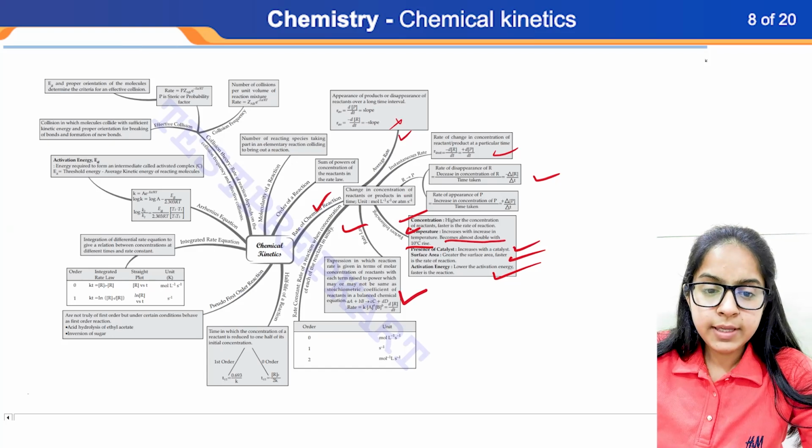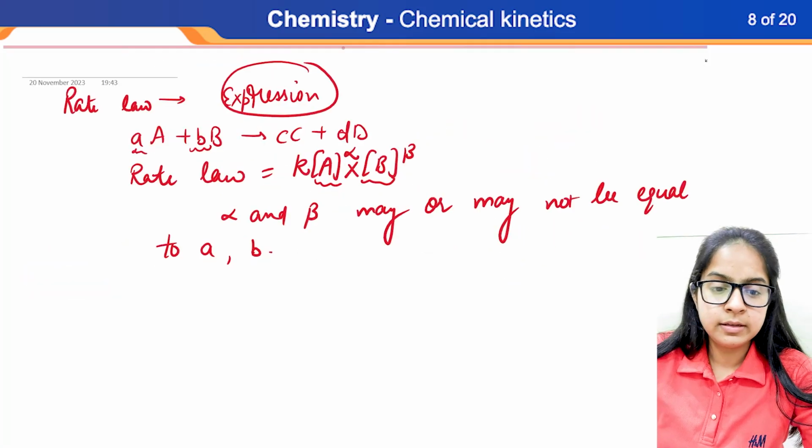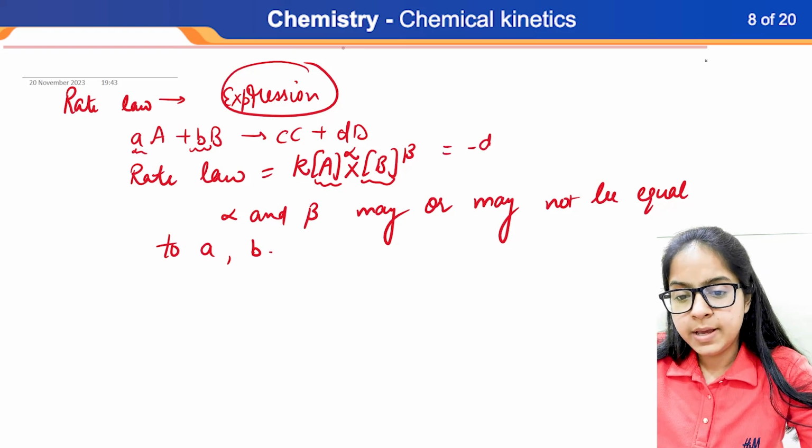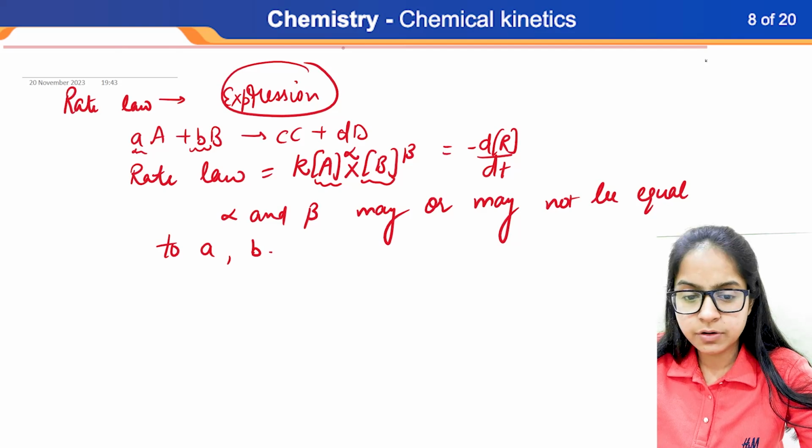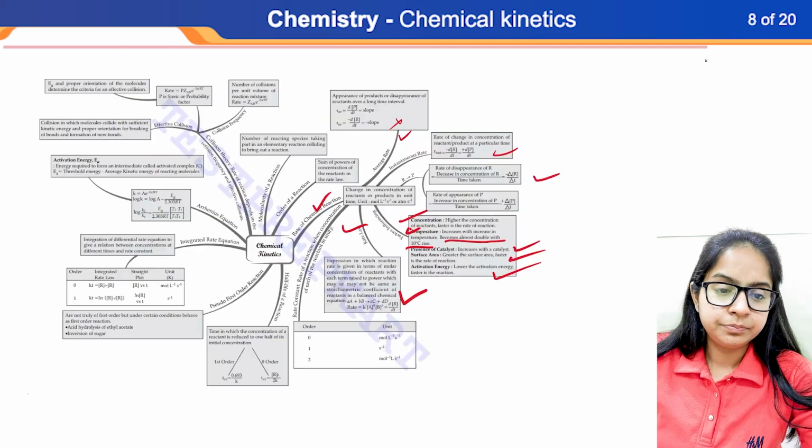Okay, we can write the rate law as minus d[R]/dt, because this is the decrease in concentration of reactant with time. Okay.